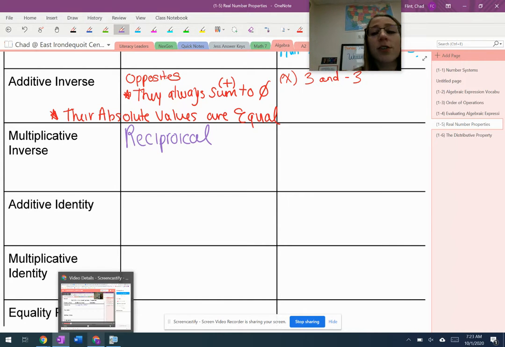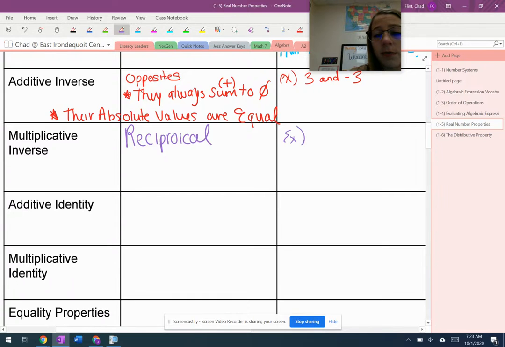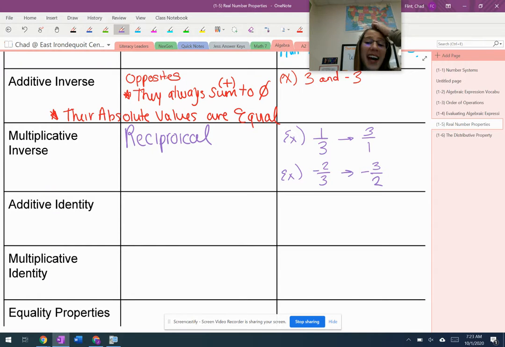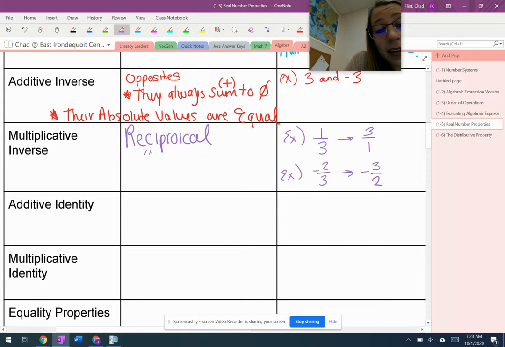Anyways, moving on. So, examples of reciprocals. If I have 1/3, the reciprocal of 1/3 would be 3/1. If I have -2/3, the reciprocal of -2/3 would be -3/2. Notice how I'm not changing the sign at all like I was with the additive inverse. Additive inverse is changing the sign from positive to negative. Multiplicative inverse is just simply flipping that fraction. So reciprocal, aka flip the fraction.